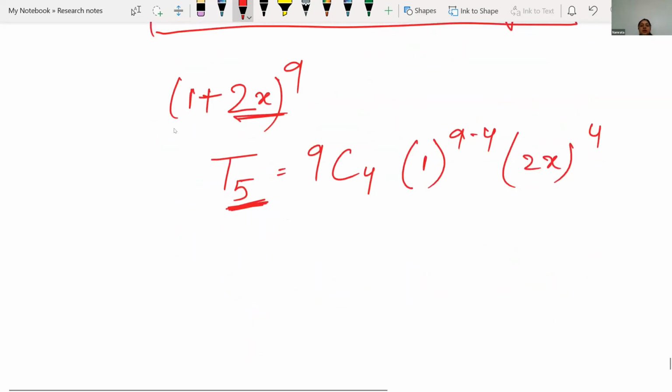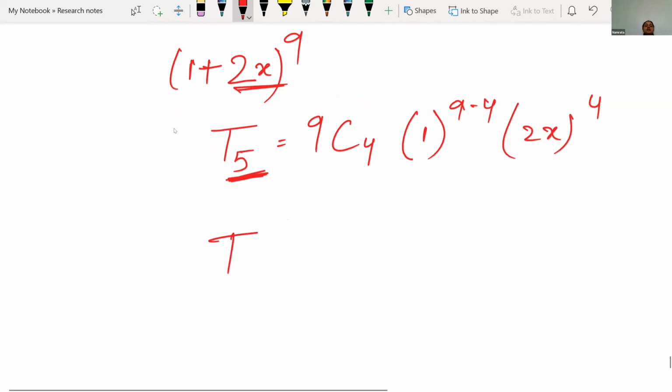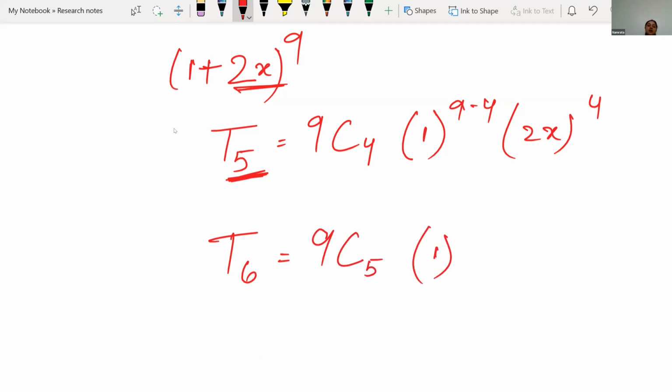Yes, ma'am. Similarly, if I tell you to write the sixth term of this binomial expansion directly, you don't have to expand it. Directly, we need the sixth term. So you will say, okay, the sixth term will be 9C5, since for the sixth term we take one less. The first term is 1 to the power 9 minus 5, and the other term is 2x to the power only 5. Clear? Yes, ma'am. So this is how we are using the formula over here.